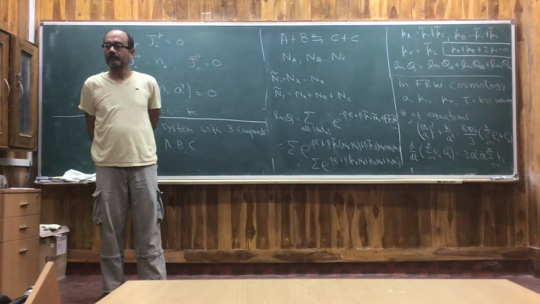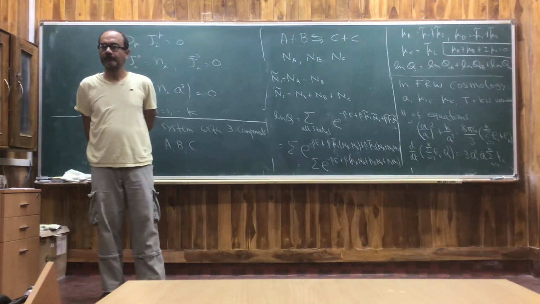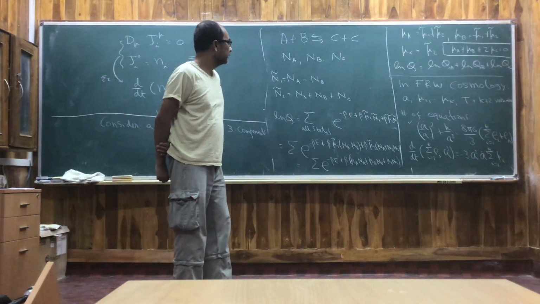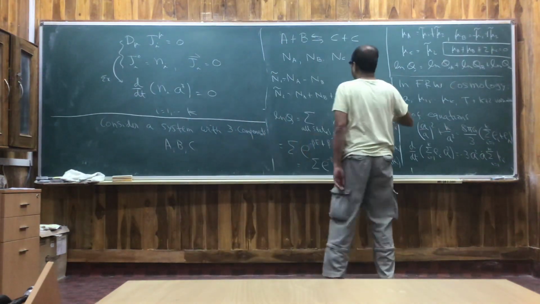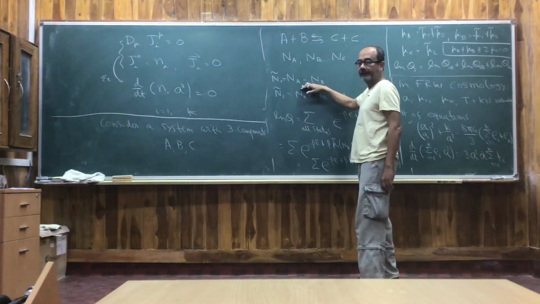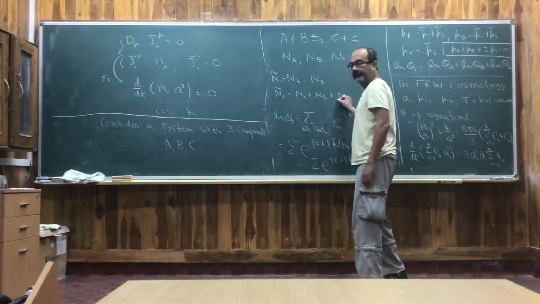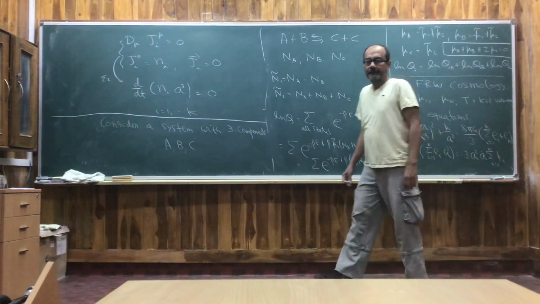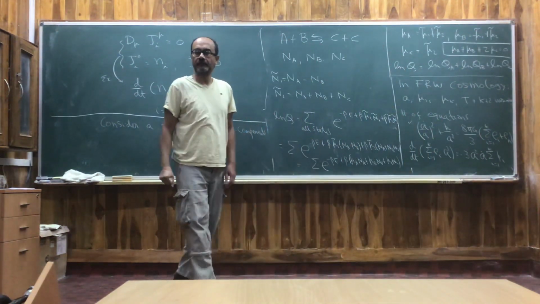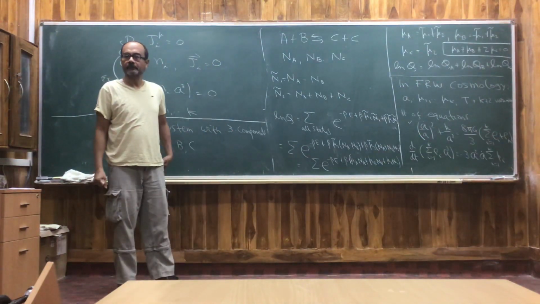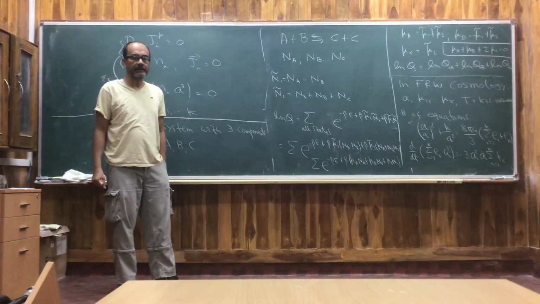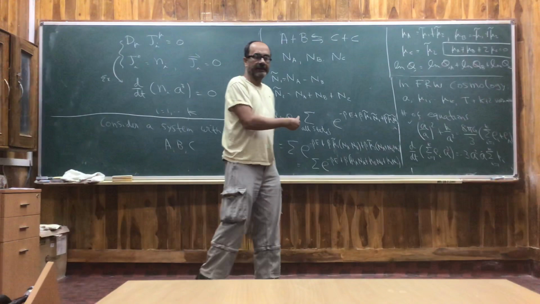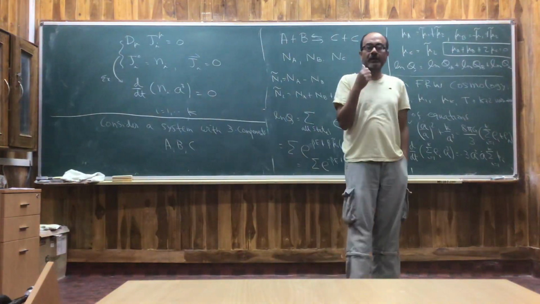Is this clear? So if the equation was like a plus b going to c, this is still constant, yes, and you have to put a 2 here. That's what will be constant. Is this okay? So what we have done in this system is that we have reduced the number of variables by 1, right?